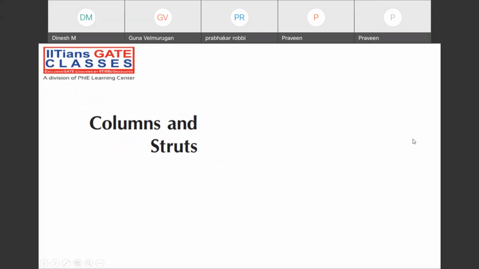Note down columns and struts. Column is basically a vertical member which is subjected to, note down the definition. A column is nothing but a vertical structural member which is subjected to axial compressive load. Remember, not tensile load, axial compressive load. Please note down.